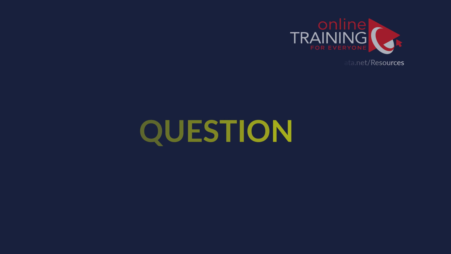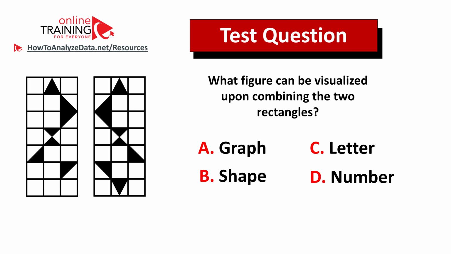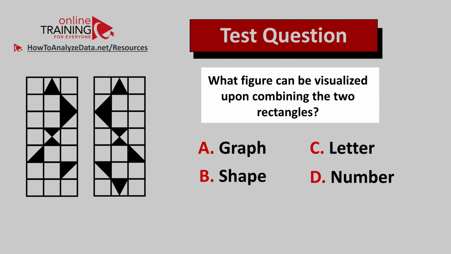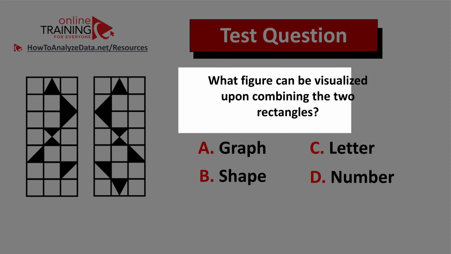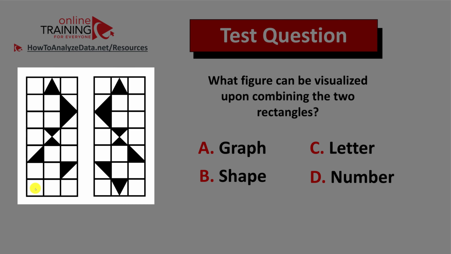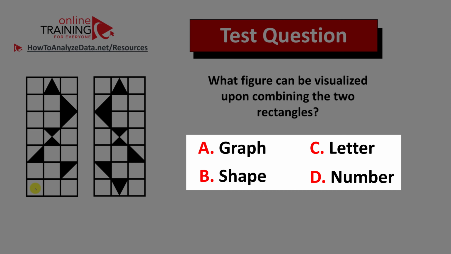Let me share with you a tricky question from the test. I have confidence, though, that you might figure out the answer. Here's the question. What figure can be visualized upon combining the 2 rectangles? And you have 2 rectangles on the left. Both of the rectangles are 7x3, and you have 4 different choices.